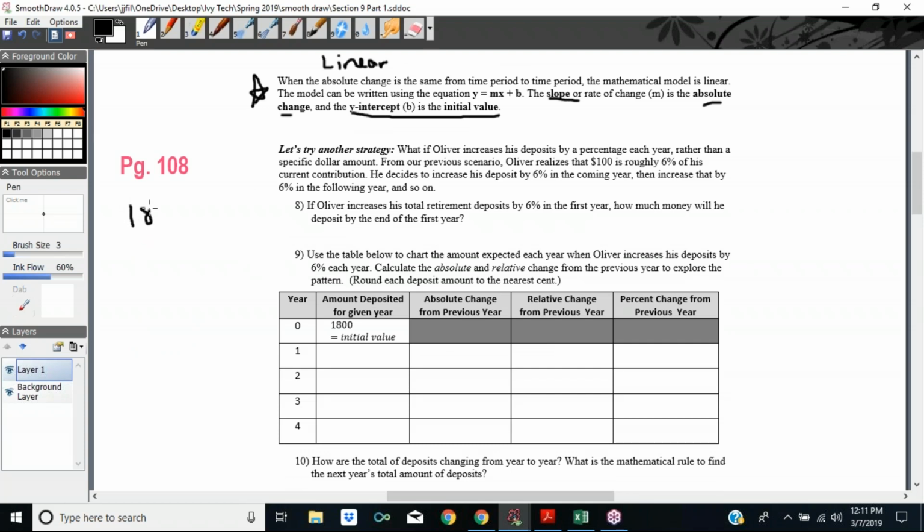So again, remember, he's starting with that $1,800. And how do we show a 6% increase? Remember that formula we had before that said new equals 1 plus the percent increase times the old. So 100 plus 6% is going to be 1.06. That's right. So the new amount is going to be 1,800 times 1.06. So that'll get us the next value. Let's see, 1,800 times 1.06. That is 1908, yes.